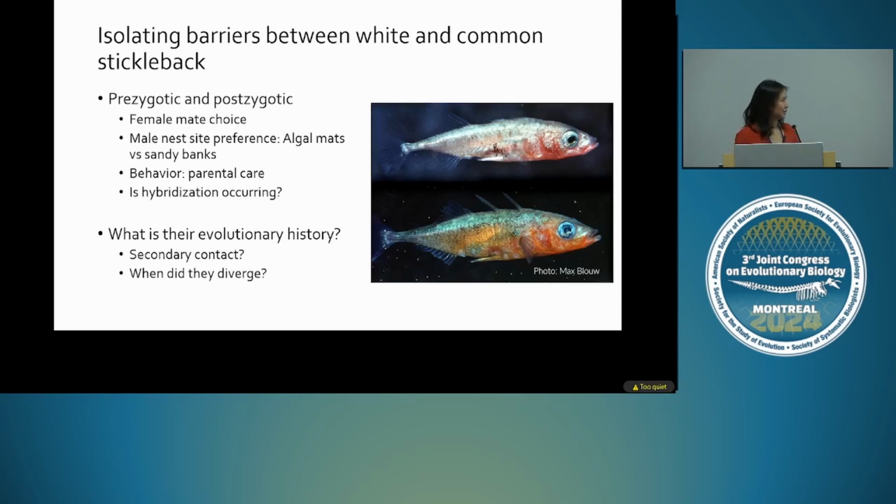So this leads to the pretty obvious question of what is keeping these white and common stickleback from collapsing into a single hybrid swarm. There's a host of pre- and post-zygotic barriers we can think about, like female mate choice and male nest site preference, so the whites only prefer filamentous algae. Obviously, the whites have also lost their parental care behavior, which is really interesting. We do find that these populations will hybridize in the wild, but they don't seem to make it past the F2 generation. Something we also don't know is the evolutionary history of white and common stickleback. Are these actually two populations that have come into secondary contact? And when do we think they diverged?